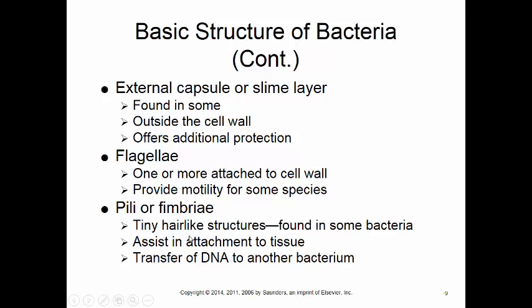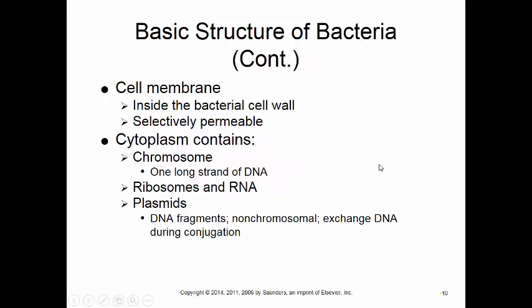The pili or fimbriae are tiny hair-like structures that can assist with attachment to a tissue for invasion so it doesn't get sloughed off, or they can also help transfer DNA from one bacteria to another so they can pass traits along. The cell membrane inside the bacterial cell wall is selectively permeable, like we said.